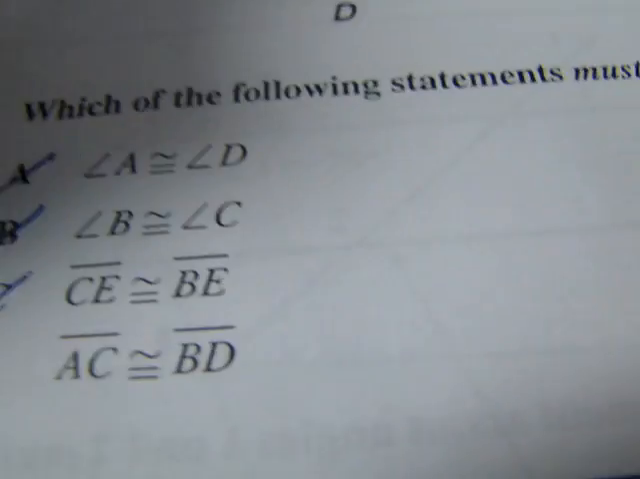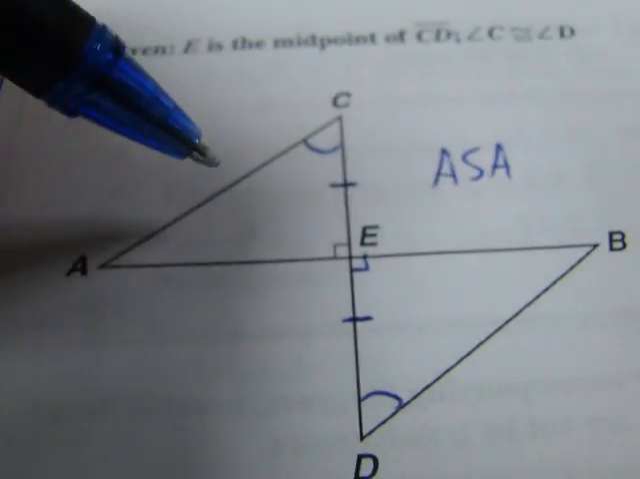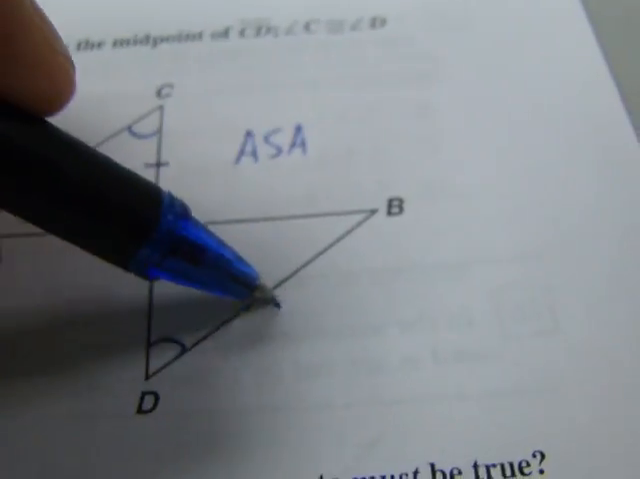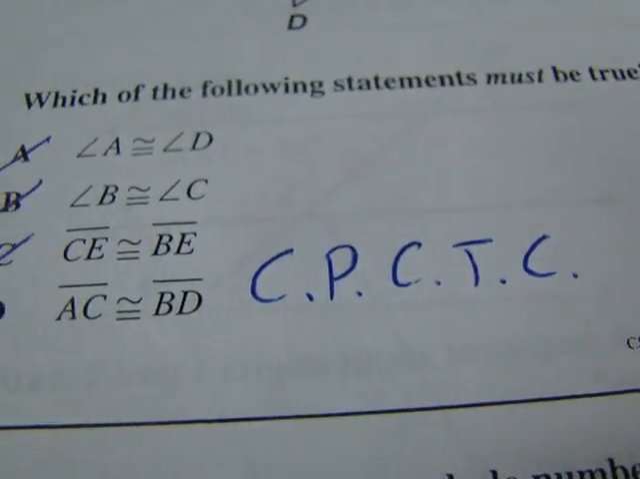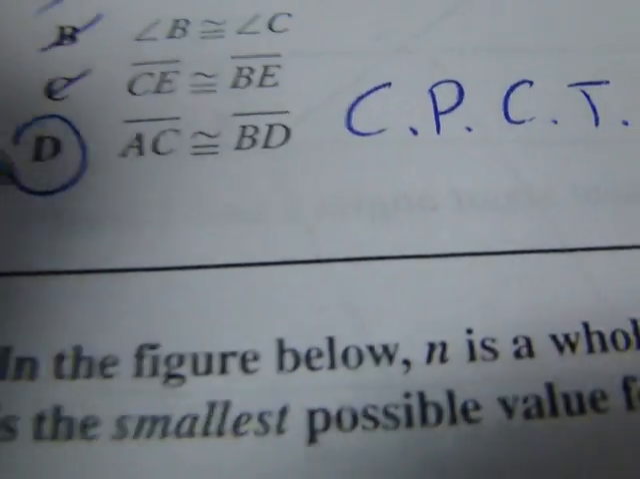Last, AC is congruent to BD. That seems to be true. What we've got there is corresponding parts. And remember, corresponding parts of congruent triangles are congruent. CPCTC. Corresponding parts of congruent triangles are congruent. Therefore, D is our answer.